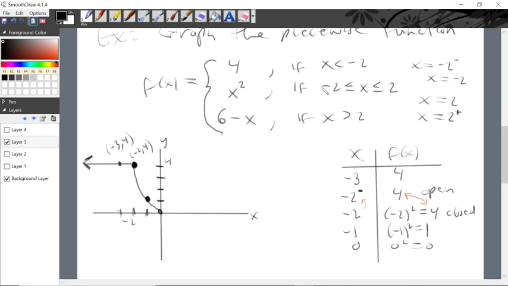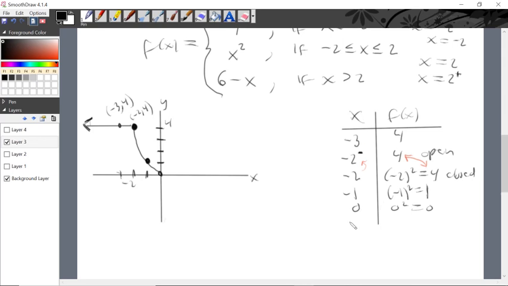0 squared is 0. And then by symmetry, it's going to look the same on the other side as well. By the way, it's going to be 1. 1 squared is 1. 2. 2 squared is 4. All right, y equals x squared is symmetric about the y-axis. So we have this point right here at 1, 1. And we have 2, 4, which is a closed point as well because x can equal 2 along that branch.